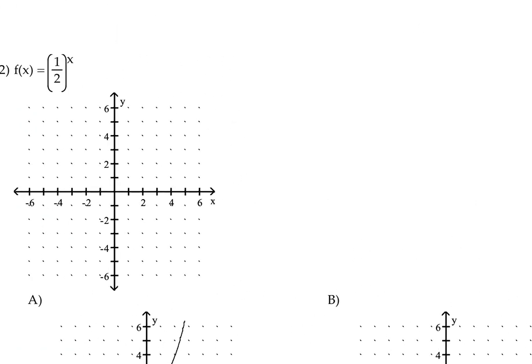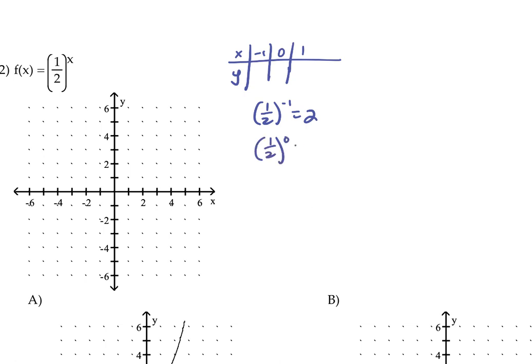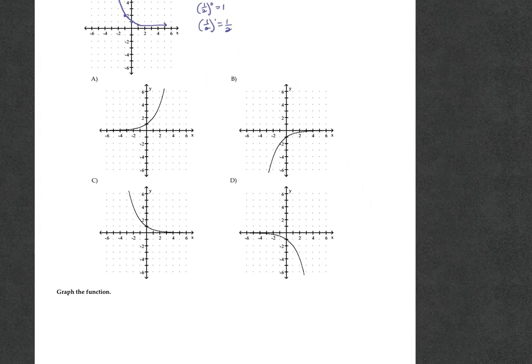2 is from that same section. This time your base is a fraction, so it's going to go in the opposite direction. But we'll find that out by plugging in the points. So 1/2 to the negative 1 would be 2. 1/2 to the 0 would be 1. And 1/2 to the first would be 1/2. So if I plot negative 1, 2; 0, 1; 1, 1/2, it's coming this way. So again, matching it to the graph below, that would be C.